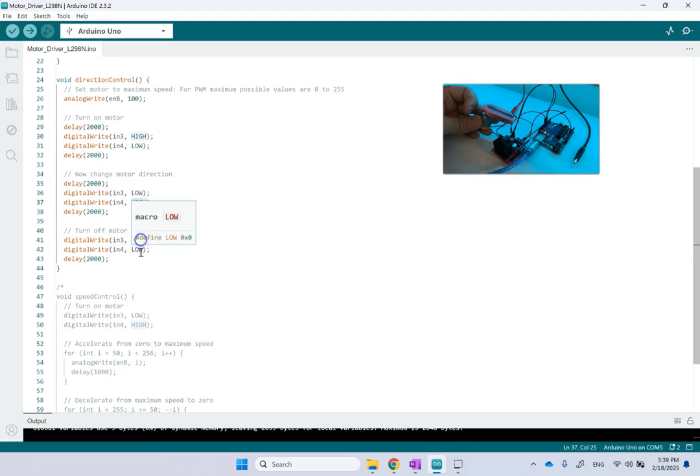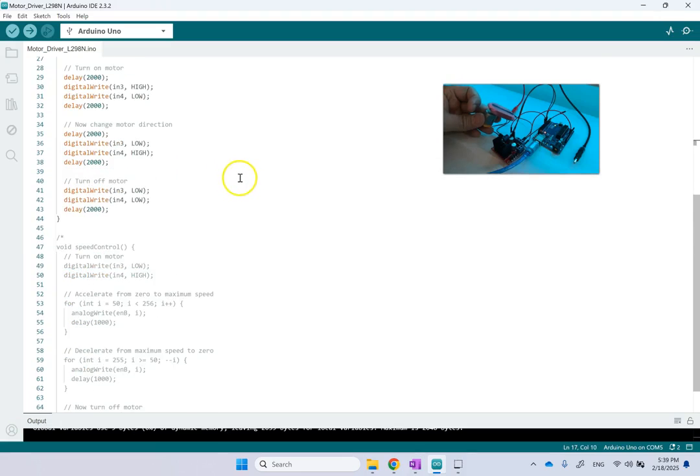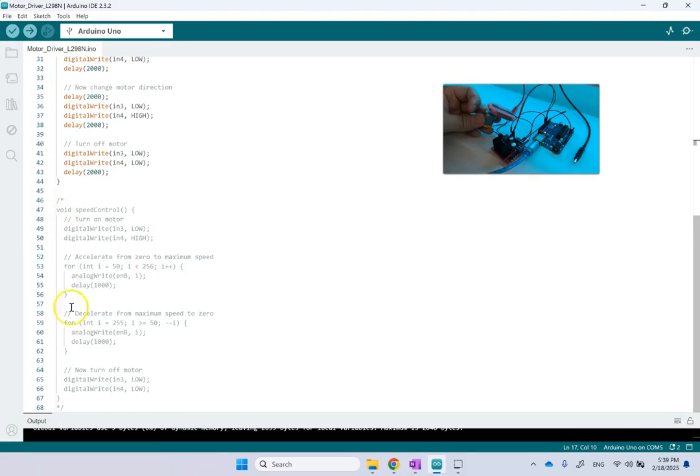And finally, I go both of them low, or you can go both of them high to turn off the motor. So what this function does is it rotates for 2 seconds in one direction, another 2 seconds in the other direction, and then 2 seconds off before going back because it is written inside the loop. So first we're going to run this, and then I'm going to show you how to do the speed control function, which basically changes the PWM continuously so it can accelerate and decelerate.